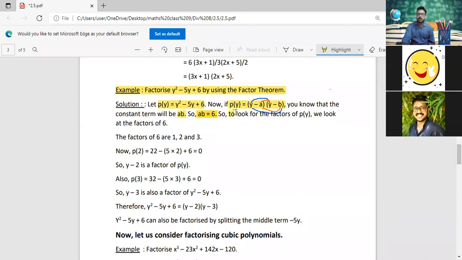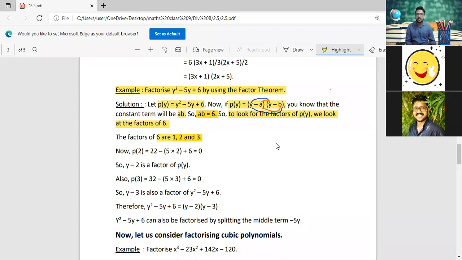Now we want to look for the factors of P of y. In order to do so, we want to look at the factors of 6. I will show you why we are taking this. See, what are the factors of 6? They are 1, 2, and 3.